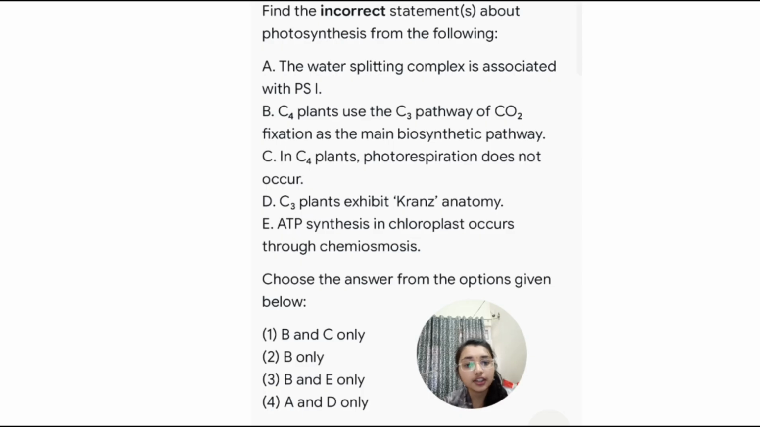Now we have to find the incorrect statements. The incorrect statement is the first one, that the water splitting complex is associated with PS2, not PS1. And option D, that C4 plants exhibit Kranz anatomy, is the true way, not C3 plants. So the correct option is A and D only. The fourth option is incorrect. So this is the correct answer. Now moving on to the next question.